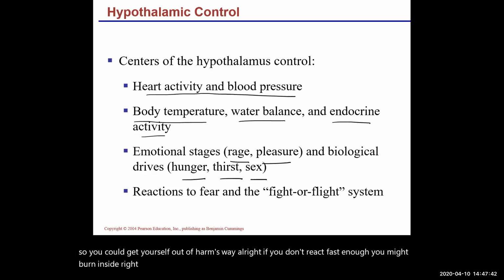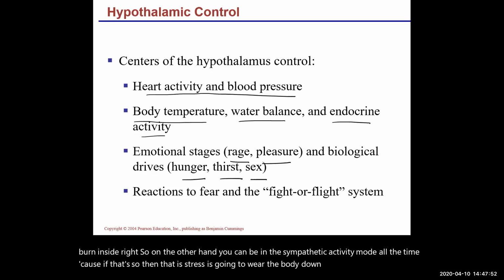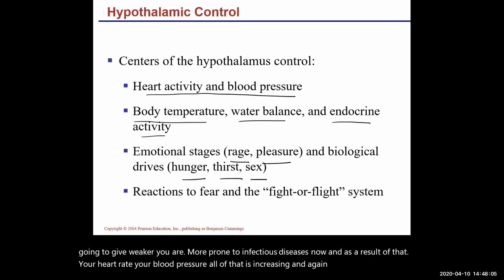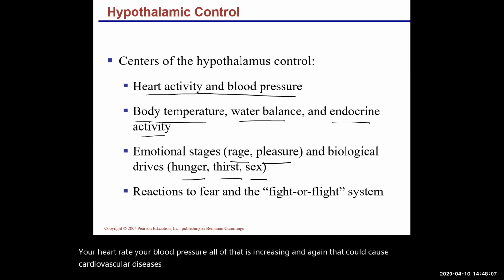So on the other hand, you can't be in the sympathetic activity mode all the time, because if that's so, then that stress is going to wear the body down. Your immune system is going to get weaker. You are more prone to infectious diseases now. And as a result of that, your heart rate, your blood pressure, all of that is increasing. And again, that could cause cardiovascular diseases and such. All right. So it's really a good idea to be balanced. Homeostasis, by all means, is a state of balance. And that is the key, I believe, to being healthy.